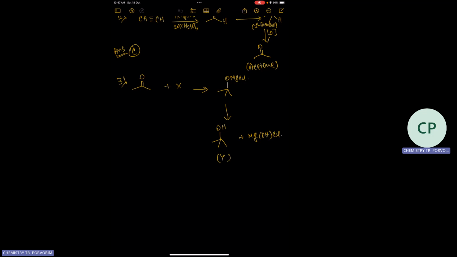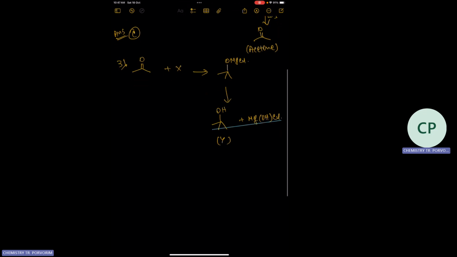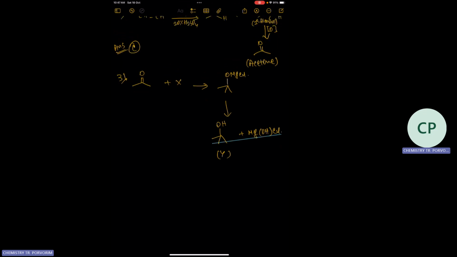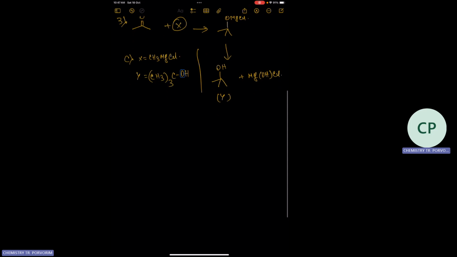So Y will be this. If I say X, what will it be? X will be CH3MgCl. So the option should be C: X equals CH3MgCl, and Y should be (CH3)3COH. So this is the option.